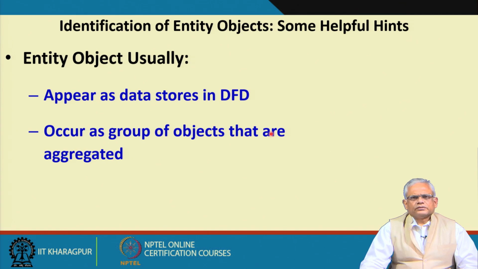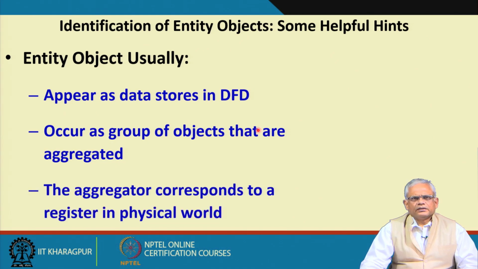But in overwhelming cases, 99% or more, the entity classes almost always appear as groups. So, that is a hint. If some class is appearing as a large collection of objects, then it is likely to be an entity object. And when there is an aggregation of the entity objects, we typically have an aggregator for those objects, and these correspond to the registers.